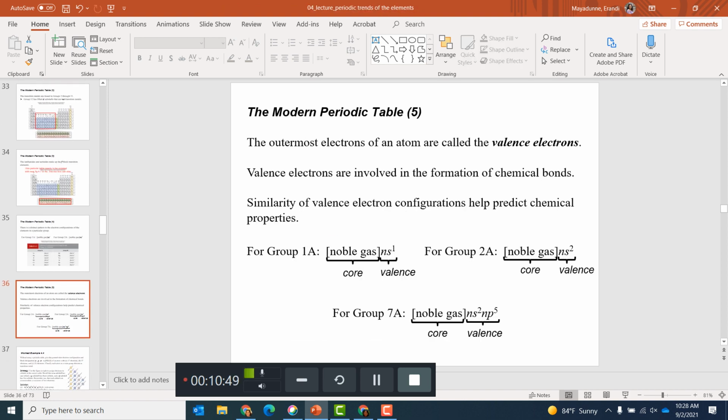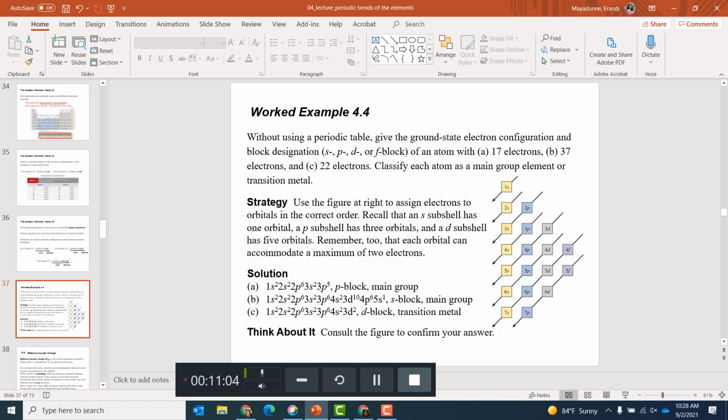You need to know what the valence electrons are and what the core electrons are. Electrons in the outermost shell are called valence electrons; everything else is core electrons. Let's do an example. Without using the periodic table, give the ground state electron configuration and the block designation for an atom of 17 electrons, 37 electrons, and 22. Classify each atom as a main group element or a transition metal.